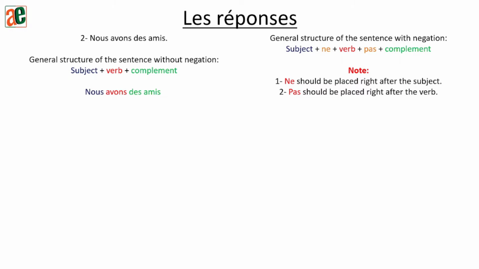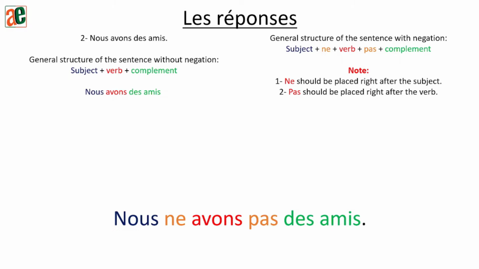Okay, so again, I'm going to tell you the same tip until the end of the video. Please write ne after the subject. So directly after the subject, you put ne, and pas right after the verb. So you put ne right after the subject, and you put pas right after the verb.